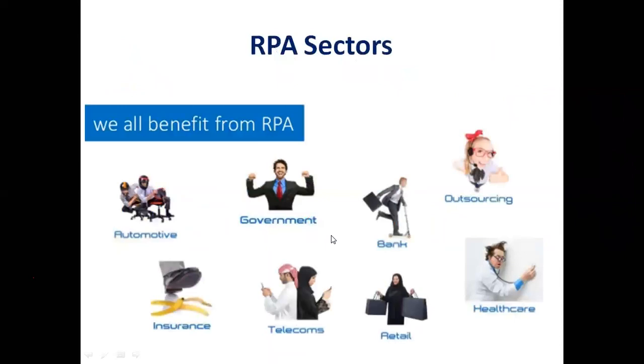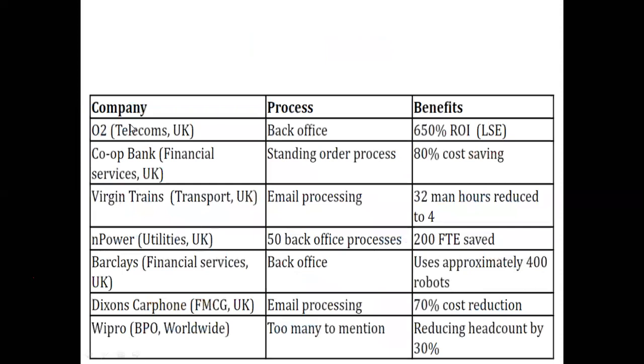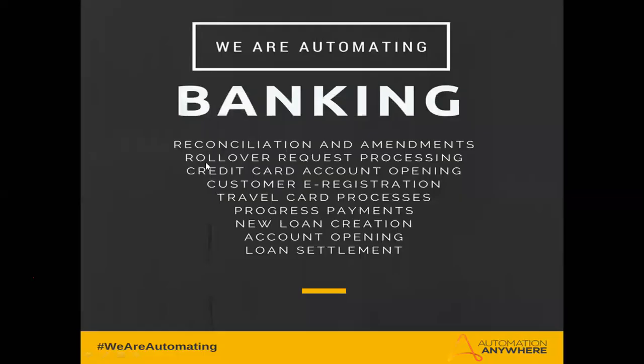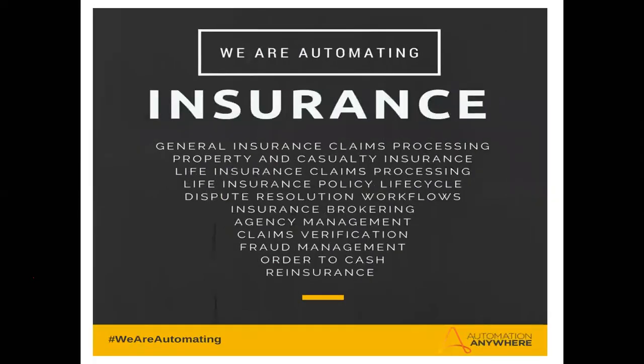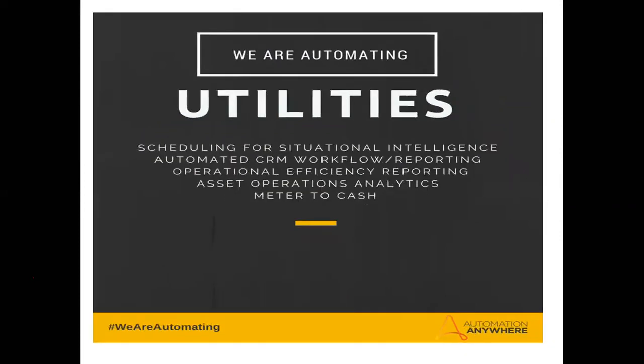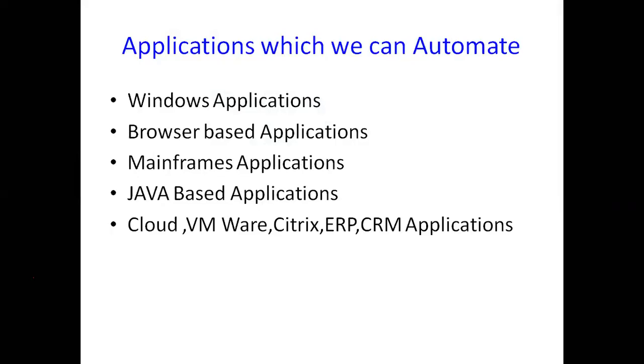RPA is compatible with all sectors, and all sectors can benefit, like automotive, government, insurance, banking, outsourcing, and healthcare. We saw examples of companies who have automated their processes and what benefits they got. In the banking sector, what things can be automated? In the healthcare sector, what can be automated? Similarly insurance, logistics, utilities, and retail industries.